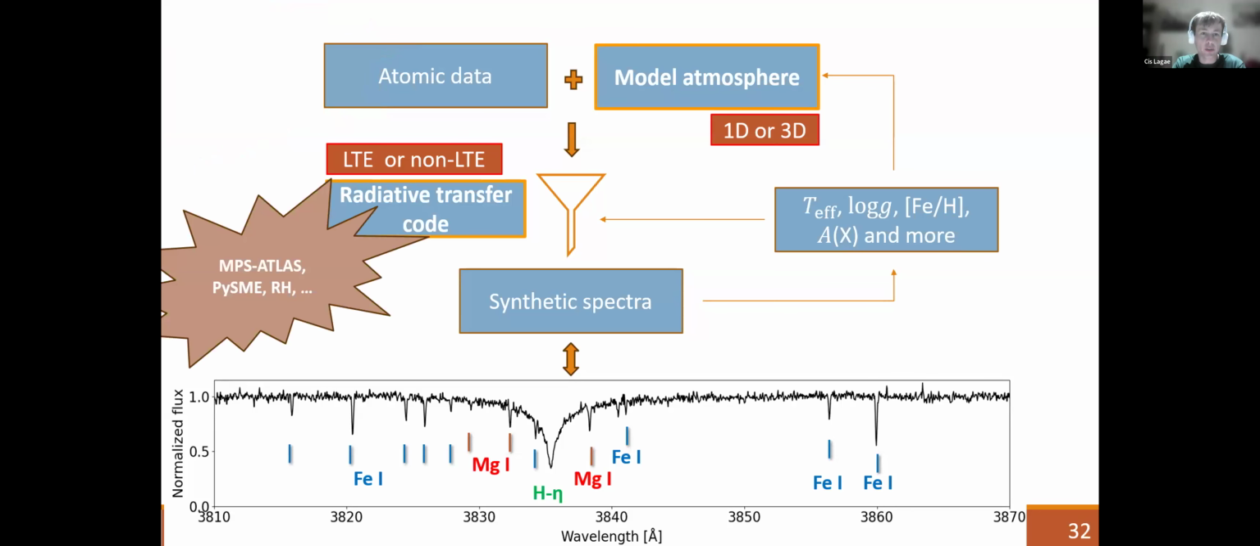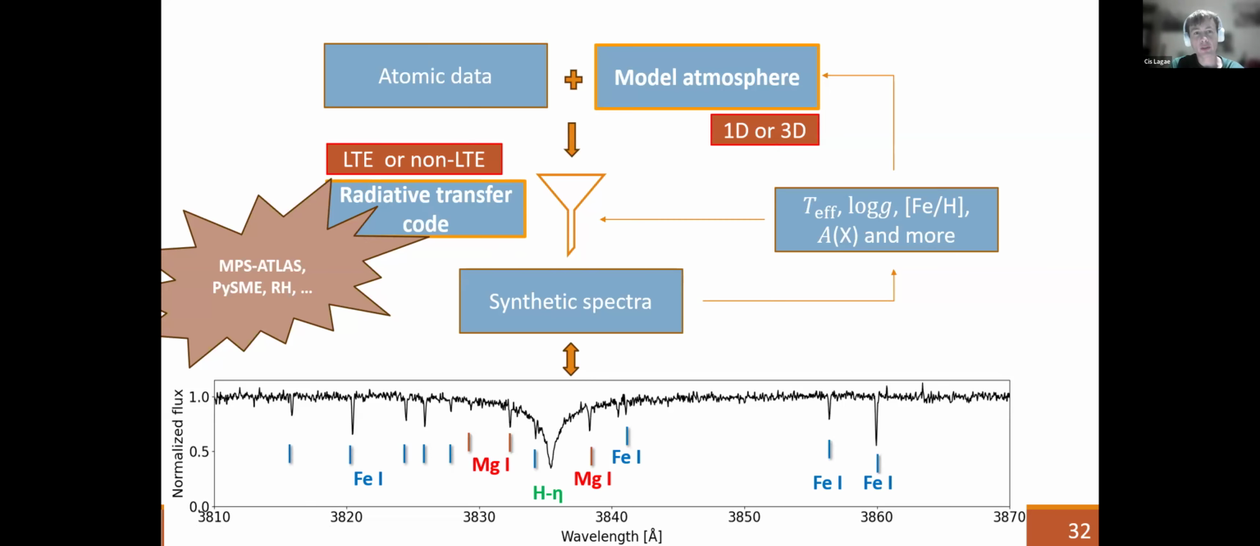These two go into radiative transfer codes, like PySME, MPS-ATLAS, RH, MOOG, there's many of them. And there you have the option to choose between LTE or non-LTE, something we'll touch on later. And then lastly, you get out your synthetic spectra. So these are the three big things: the model atmospheres, the atomic data, and the radiative transfer codes. These are the three things that really define what comes out.